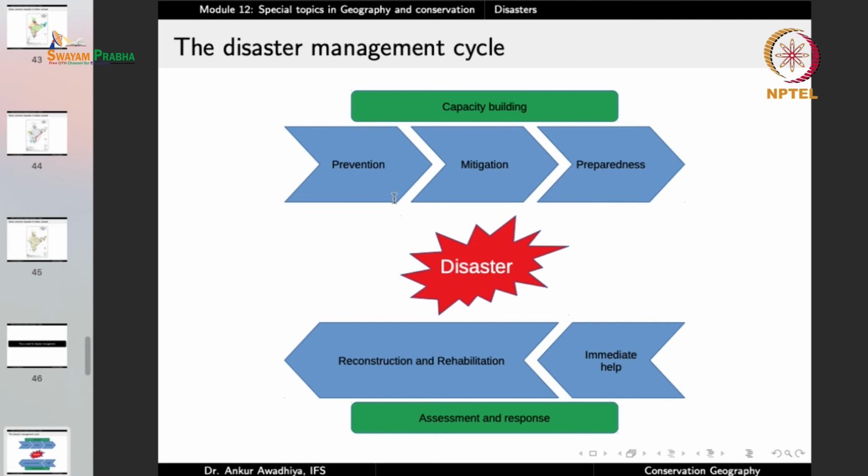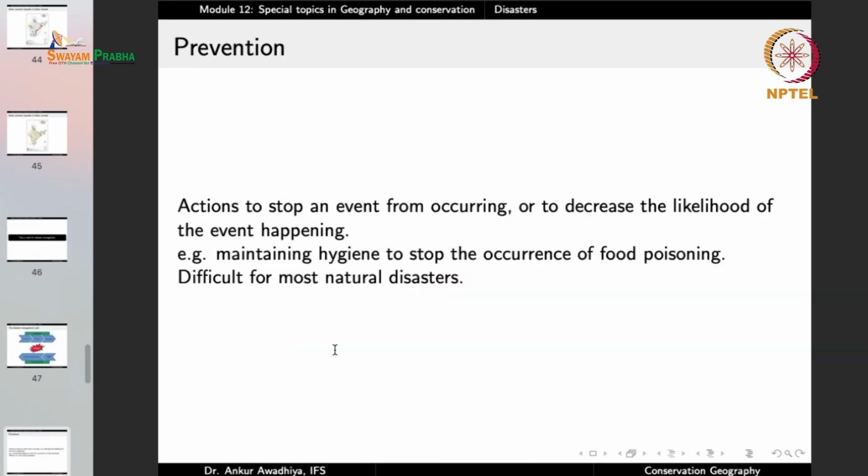Now, if this is the disaster, there are certain steps that have to occur before the disaster. So when we look at disaster management, certain steps have to be taken before the disaster, and these are known as capacity building. Capacity building means prevention, mitigation, and preparedness. These three things come under capacity building. And once you have a disaster, you have to perform assessment and response, including immediate help, reconstruction, and rehabilitation. So let us now look at all of these.